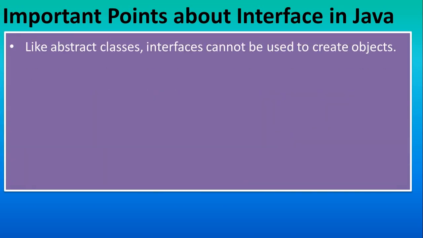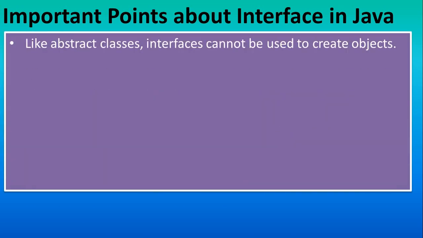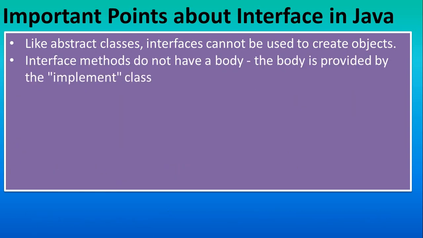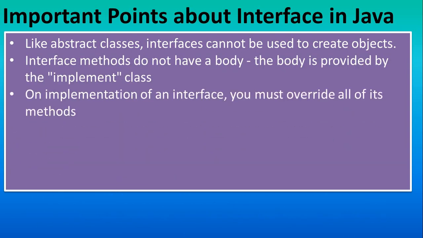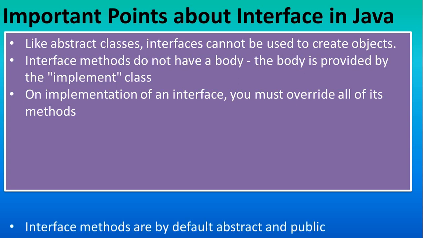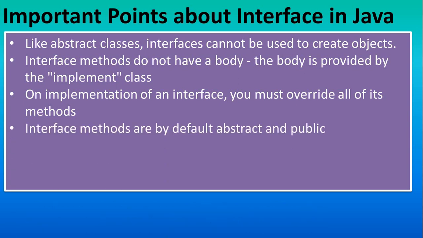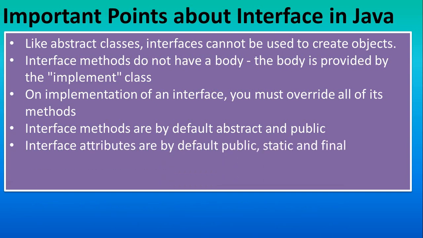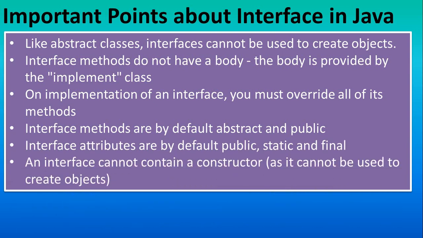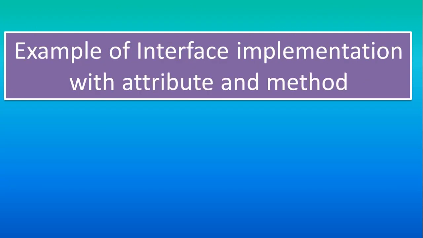Important points that you keep in mind: like an abstract class, an interface cannot be used to create an object. Interface methods do not have a body. On implementation of an interface, you must override the method, just like public void, whatever the method name is, that you should write. Interface methods are by default abstract and public. Interface attributes are public, static, final. An interface cannot contain a constructor. Why? Because we cannot create the objects. So these things are important.